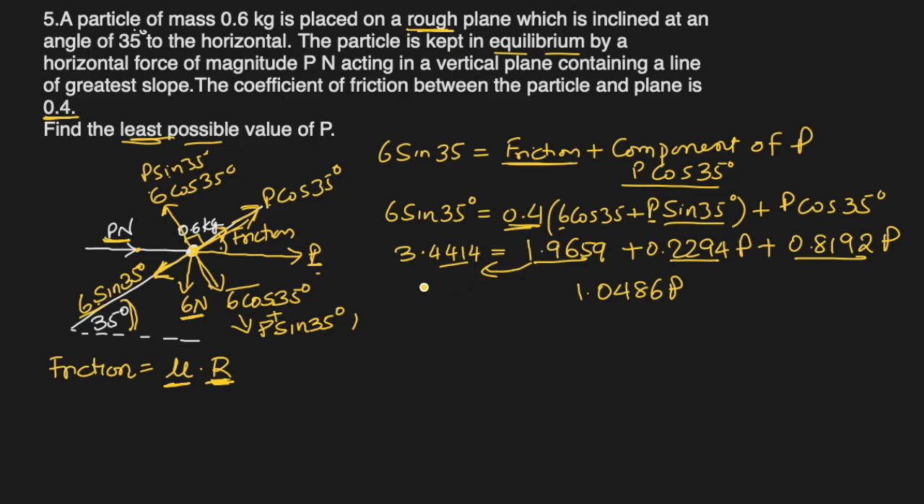So 3.4414 minus 1.9659 is 1.4755. So P will be 1.4755 over 1.0486.